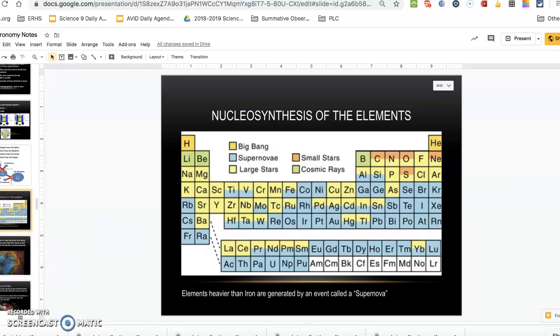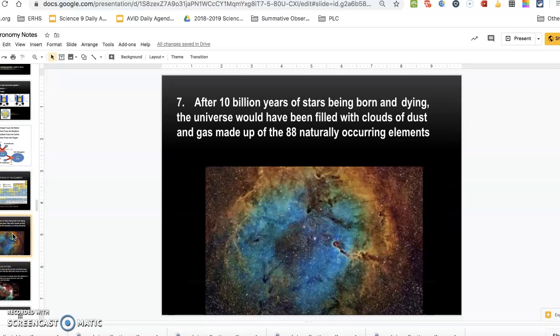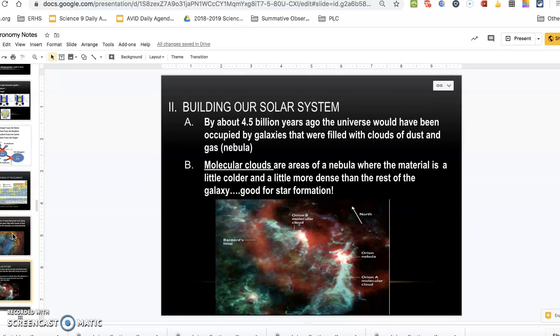All right, so that's how elements were formed in the periodic table. It says after 10 billion years of stars being born and dying, the universe would have been filled with clouds of dust and gas made up of the 88 naturally occurring elements. So we've got the material out there.